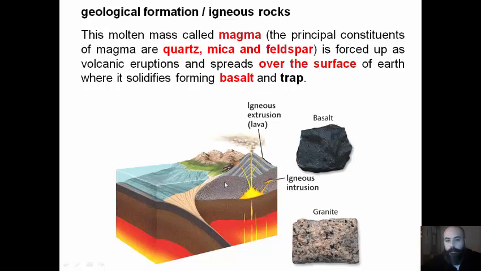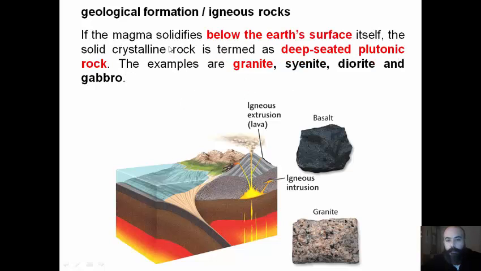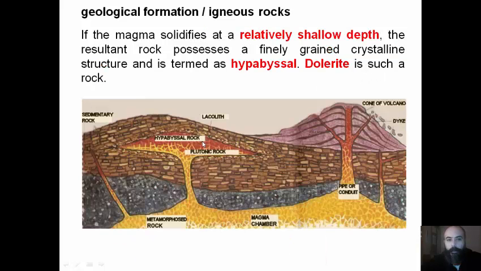rocks like basalt. If the magma solidifies below the Earth's surface itself, the solid crystalline rock is termed as deep-seated plutonic rock. The examples are granite, diorite, and gabbro. If the magma solidifies at a relatively shallow depth, the resultant rock possesses a finely grained crystalline structure and is termed as hypobasal. Dolerite is such a rock.